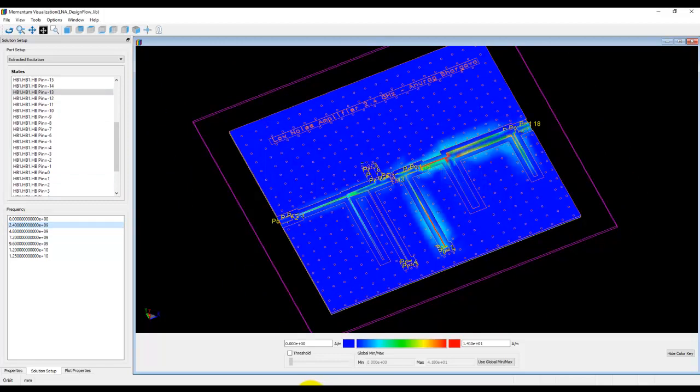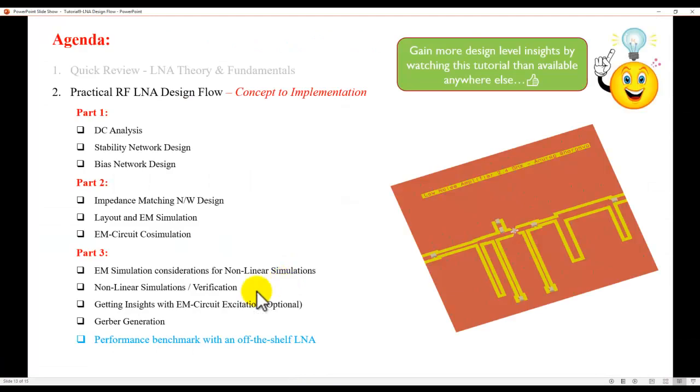All right, so let's go back to our agenda, and we have covered all the points from top to bottom in a very, very logical manner. I hope you guys enjoyed watching all the tips and tricks going over the complete design flow.